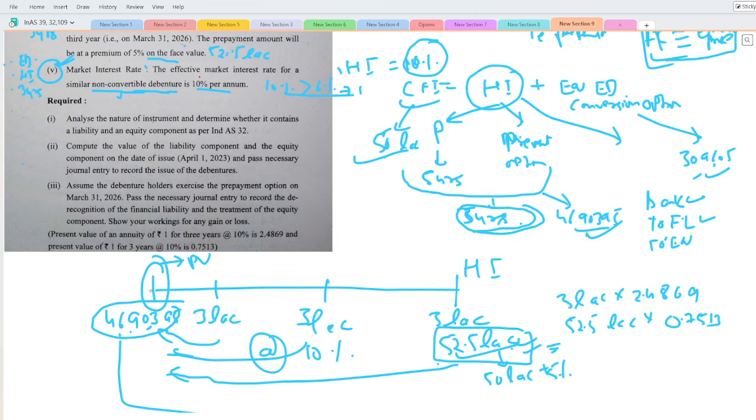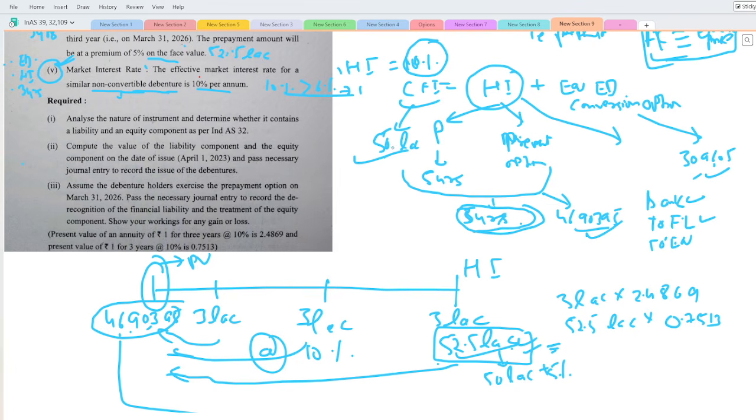If you discount it at the effective rate of 10%, it comes to 46 lakh 90,395. That is 3 lakh into the annuity factor 2.4, plus 52 lakh 50,000 into 0.7513. So it comes to 46 lakh 90,395. This is the value of the hybrid instrument, and the CFI value is 50 lakh.